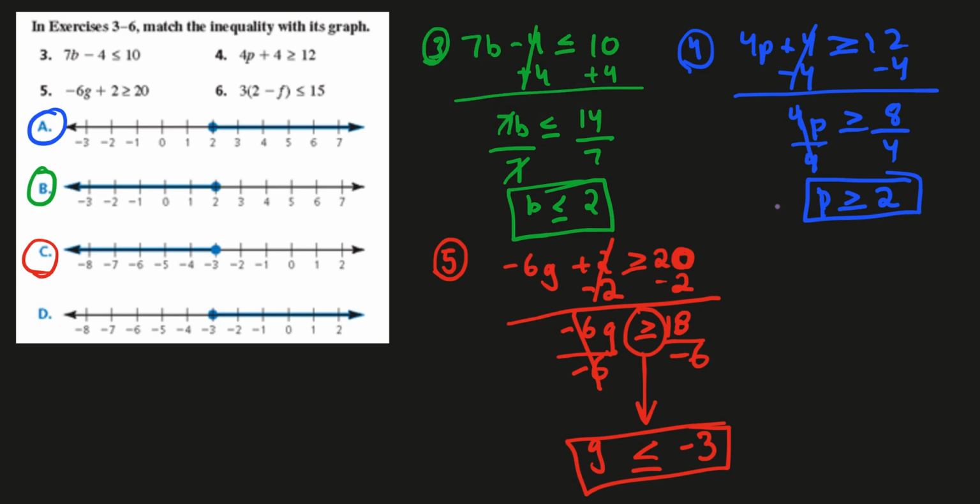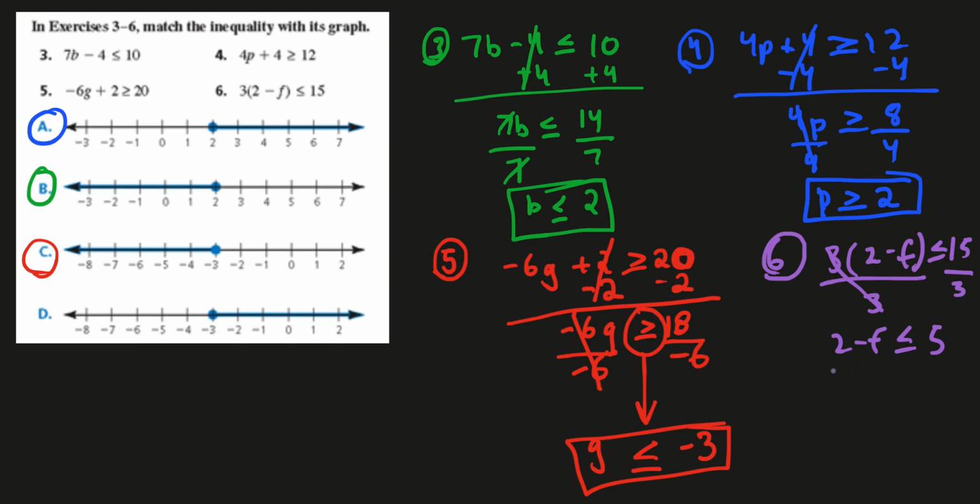Let me choose a different color here. Let's do number 6. Number 6 is 3 times (2 minus f) is less than or equal to 15. First thing we can do is divide by 3 on both sides, or we can distribute this 3 in. I'll actually do both ways. So let's first divide by 3. This is way 1. This is going to be 2 minus f is less than or equal to 5.